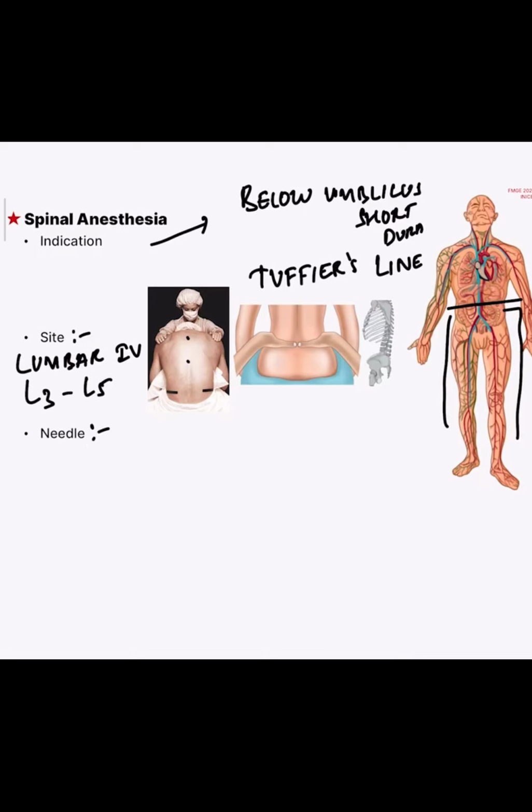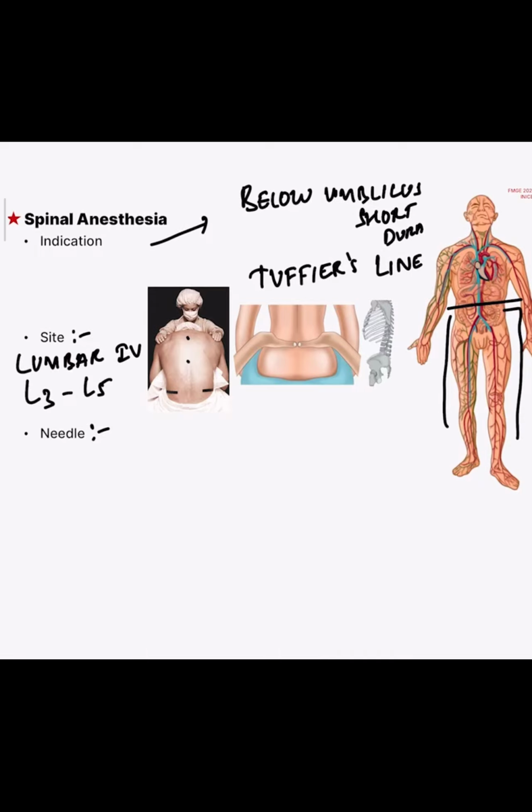Now, why don't you go for L1, L2? Because remember, in adults, the spinal cord ends at the lower border of L1, between the lower border of L1 and the upper border of L2. Hence, you avoid this space.